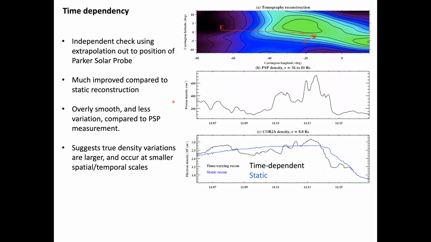And furthermore, when we compare with Parker Solar Probe data, again over November 2018, this is the proton density measured by Parker Solar Probe. And the lower plot here shows in black the time-dependent tomography density. The blue line is the static reconstruction. And we can see a fairly good correlation between the time-dependent tomography and Parker Solar Probe. So we do have confidence in this method.